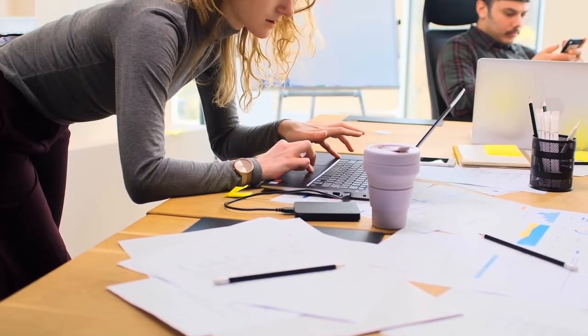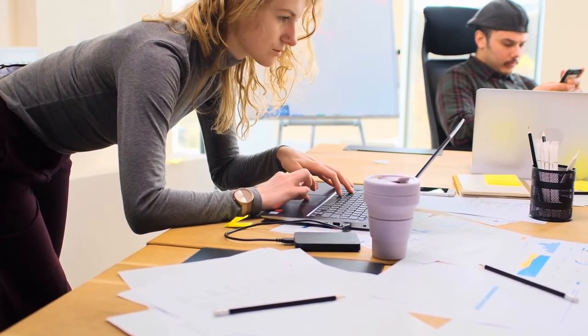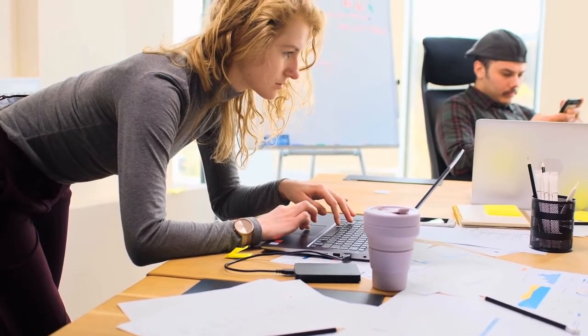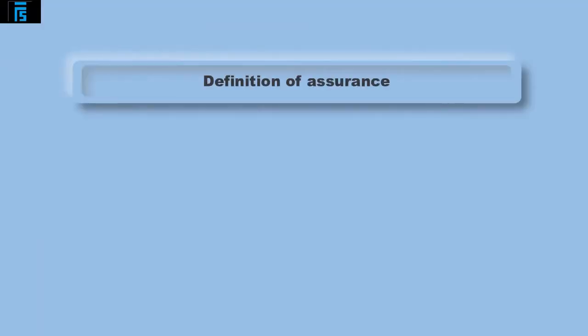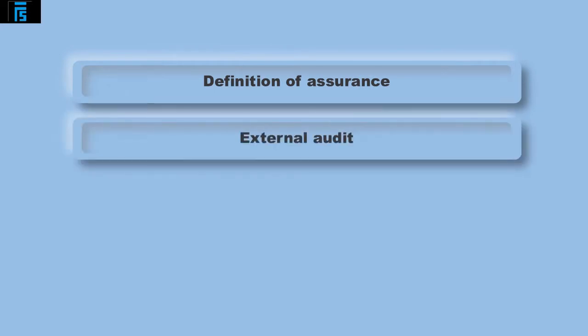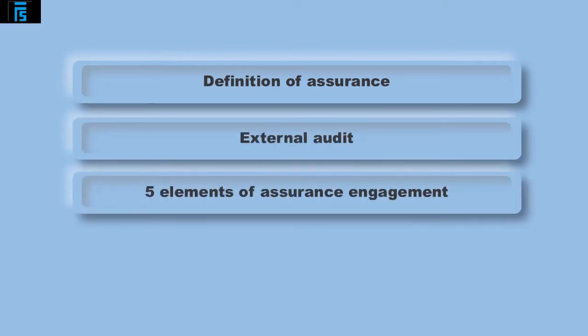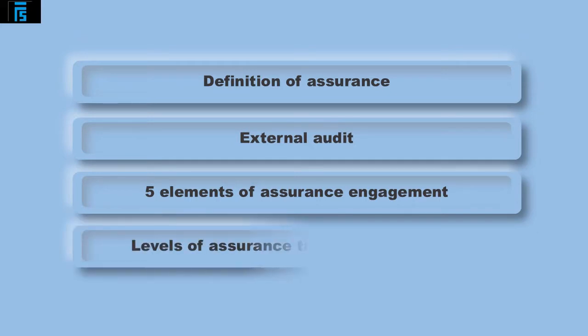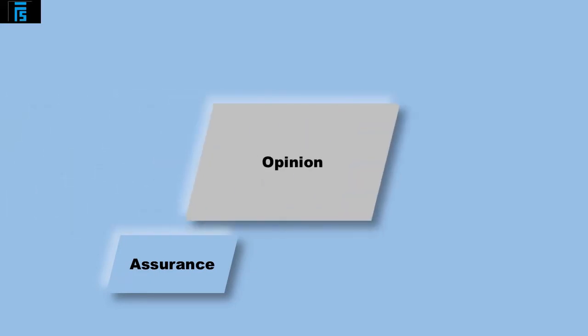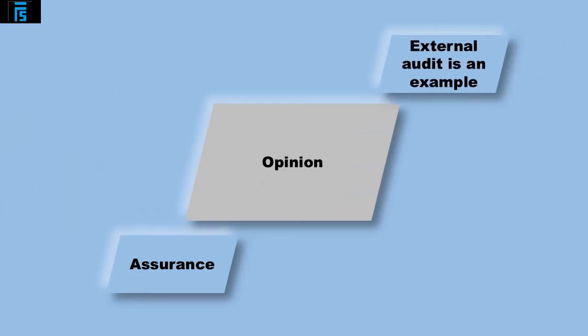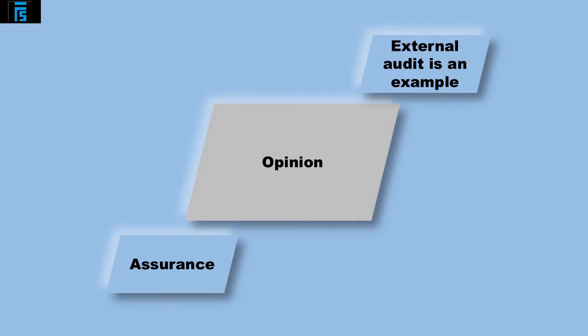This video is going to cover the topic of assurance and how it relates to an external audit. We're going to cover the definition of assurance, the external audit, the 5 elements of an assurance engagement, and the levels of assurance that can be provided. When we give assurance, we are giving our opinion on something. Therefore, an external audit is an example of giving assurance.